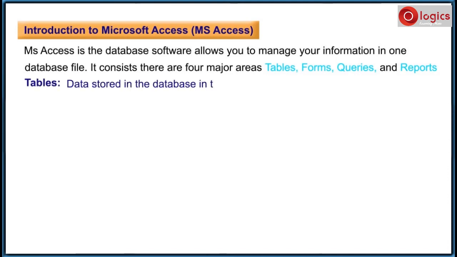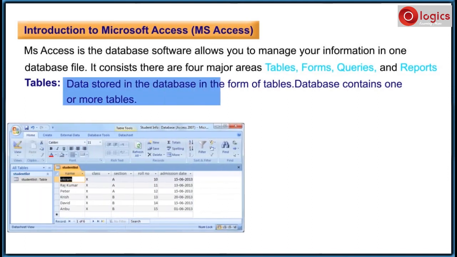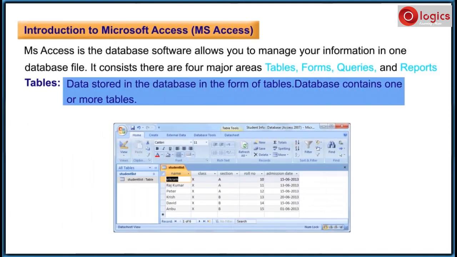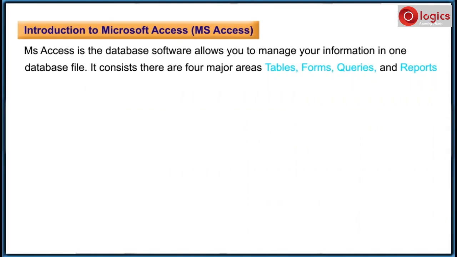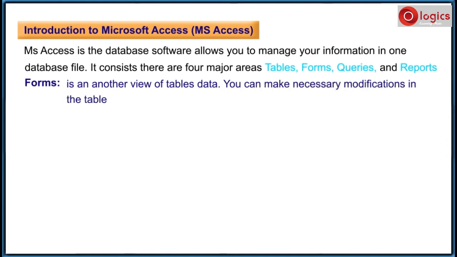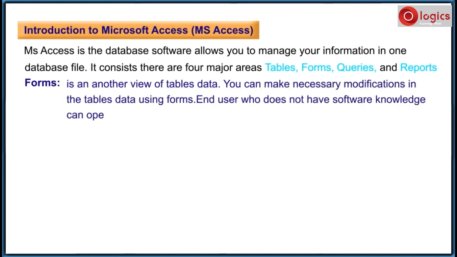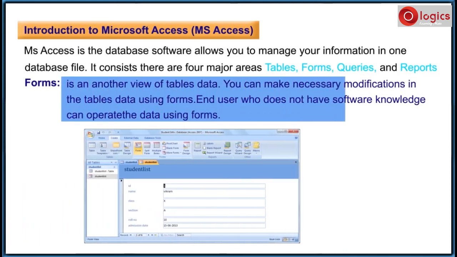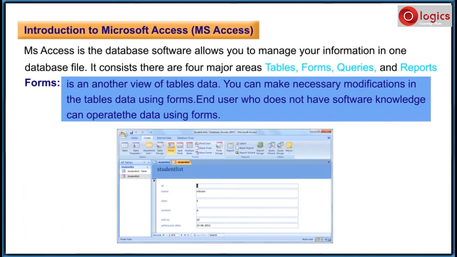Data stored in the database in the form of tables. A database contains one or more tables. This is an example for tables data in MS Access. Forms. Form is another view of tables data. You can make necessary modifications in the tables data using forms. End user who doesn't have the software knowledge can operate the data using forms. This is how MS Access form looks like.